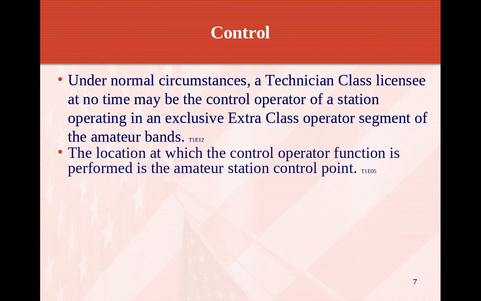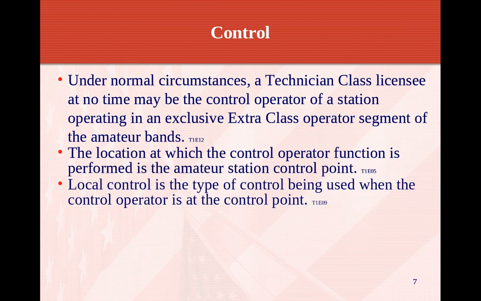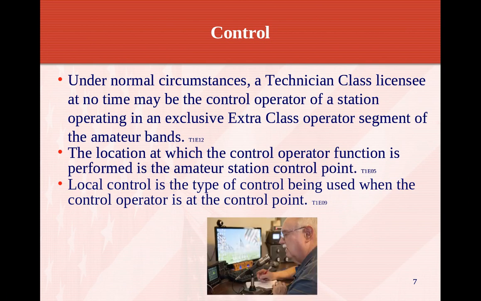The location at which the control operator function is performed is the amateur control point. Local control is the type of control being used when the control operator is at the control point. So when you're physically at the radio, that is the control point.